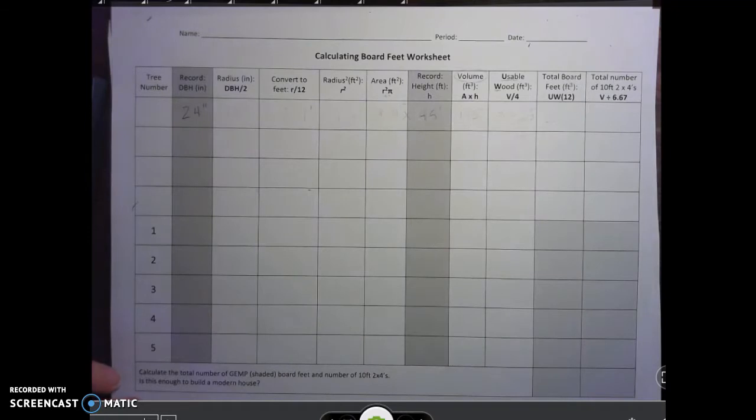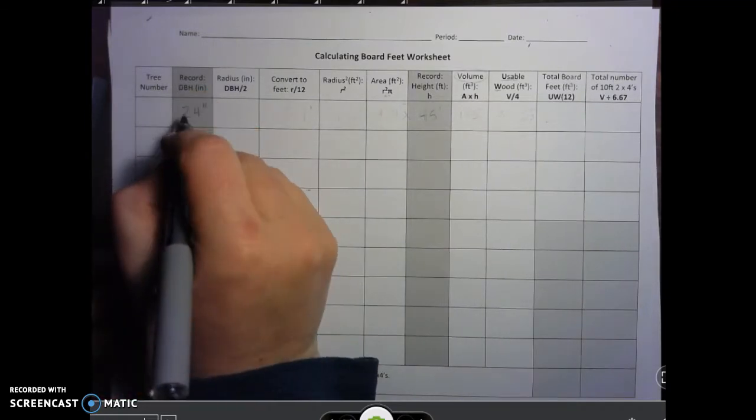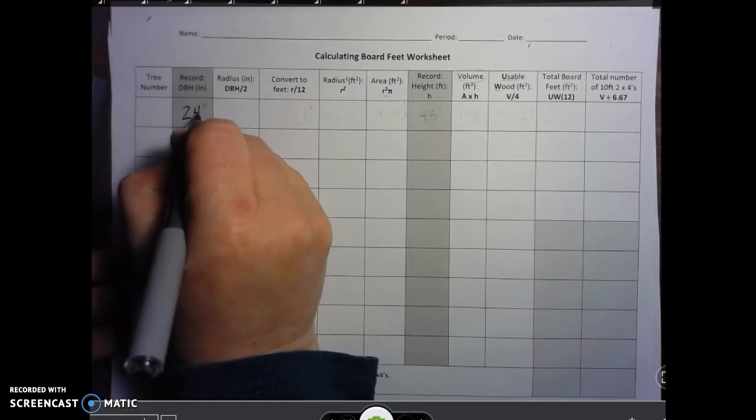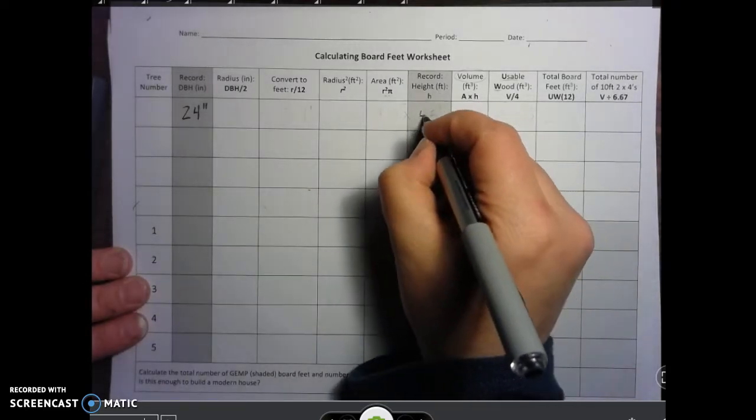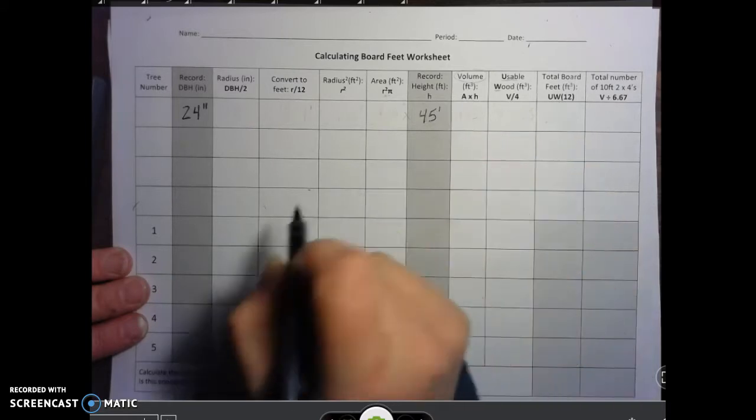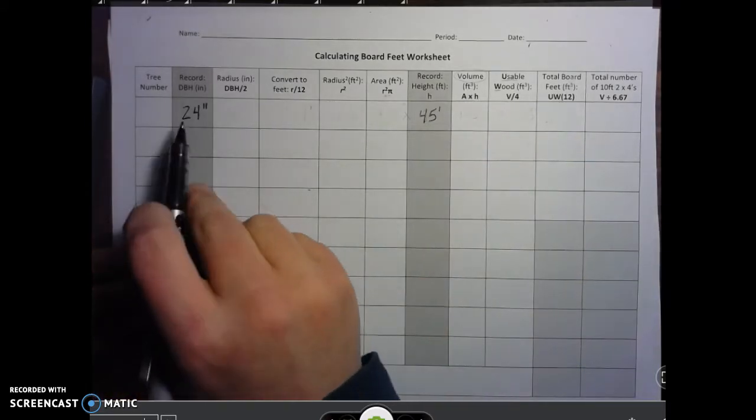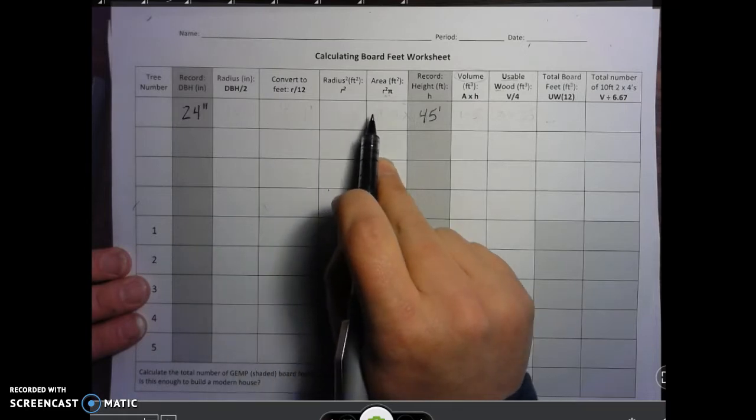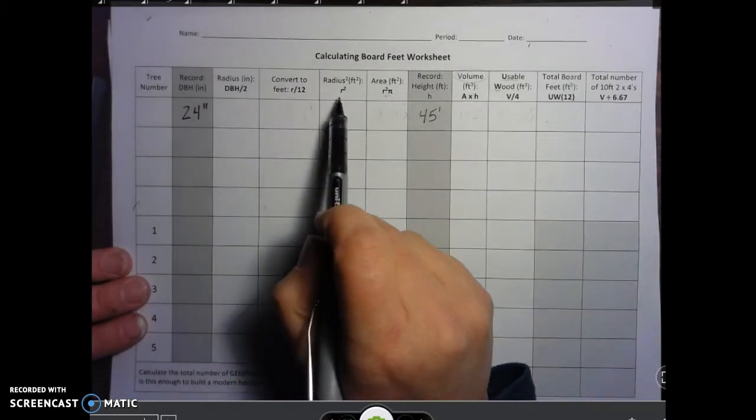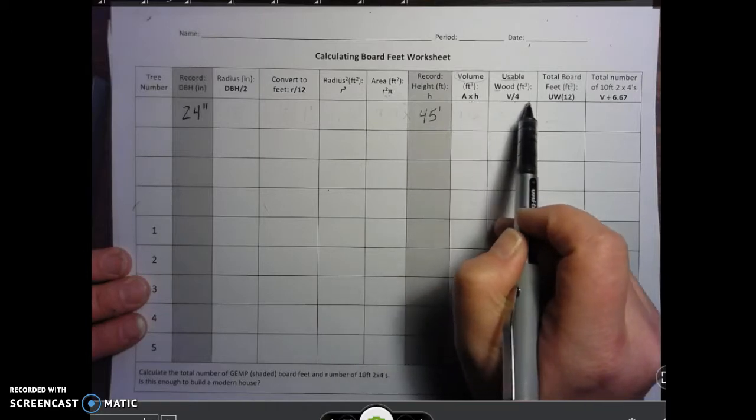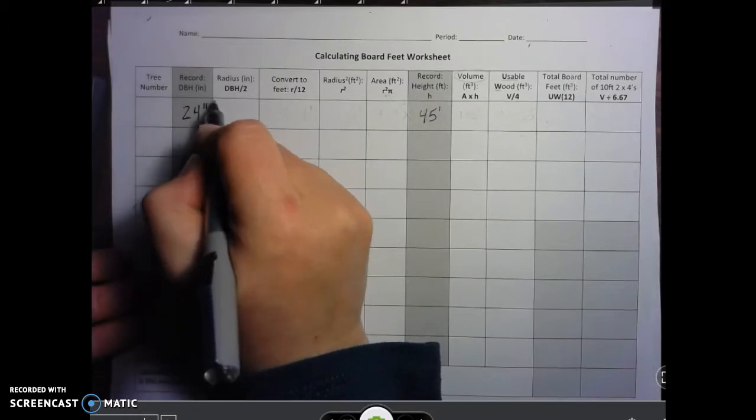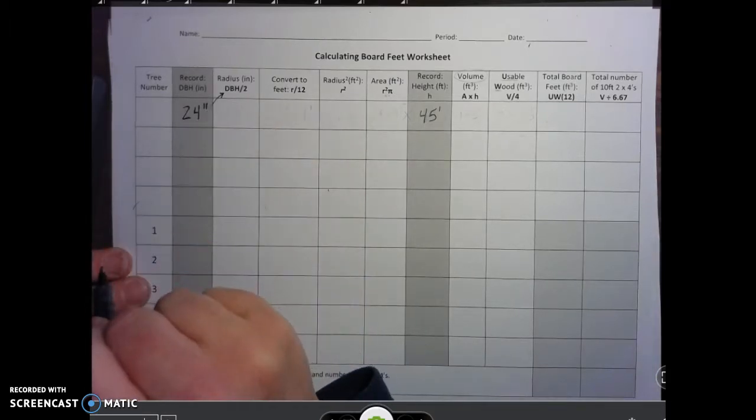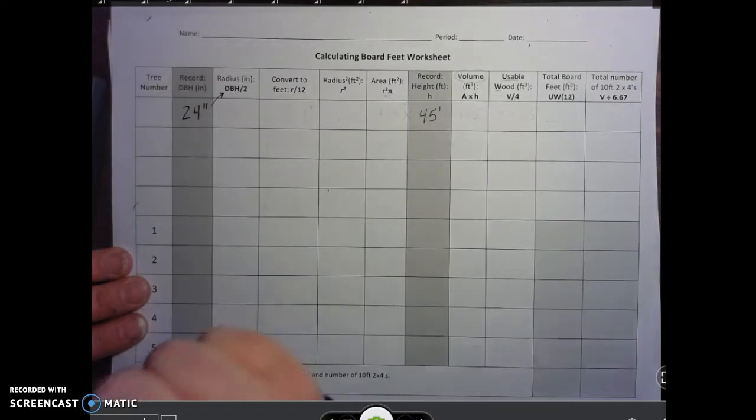So the first thing that we have is, arguably we'll say that our recorded diameter breast height was 24 inches, and that the height of our tree was 45 feet. So what we do is we follow the table all the way across, doing the function or the arithmetic that is described. First, we're going to take our diameter breast height and divide it by 2, because that's how you get a radius. A radius is simply 1/2 of the diameter.